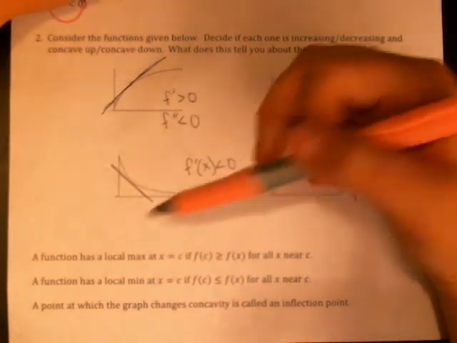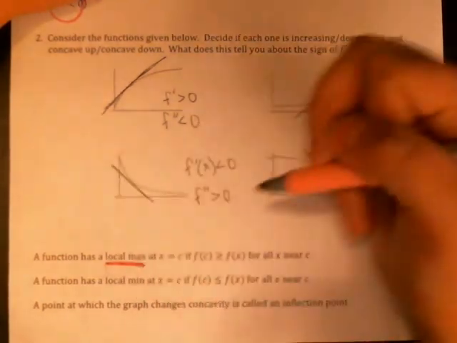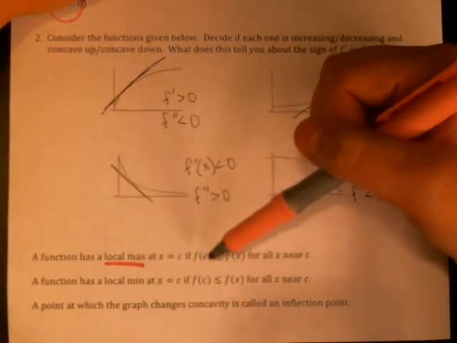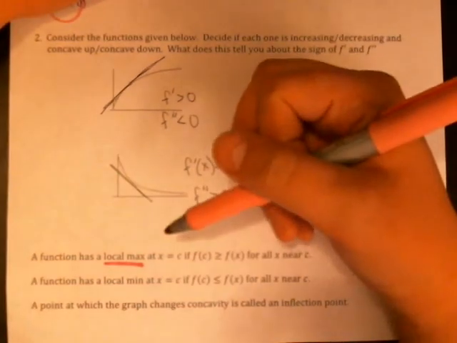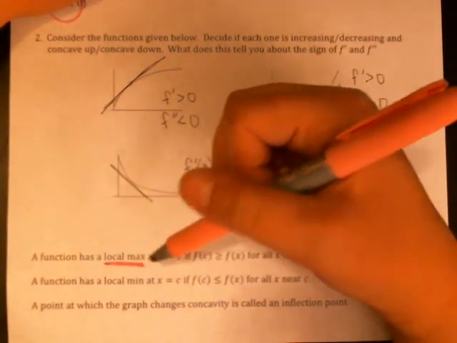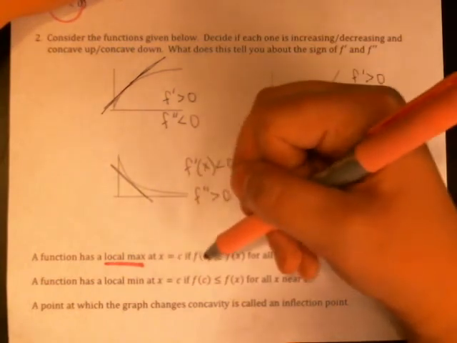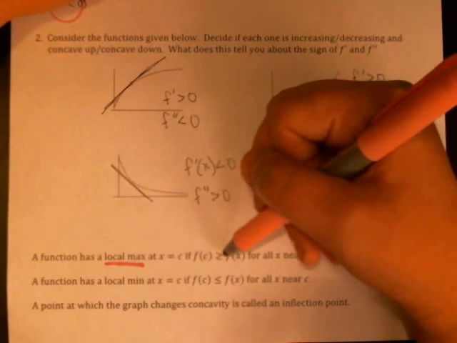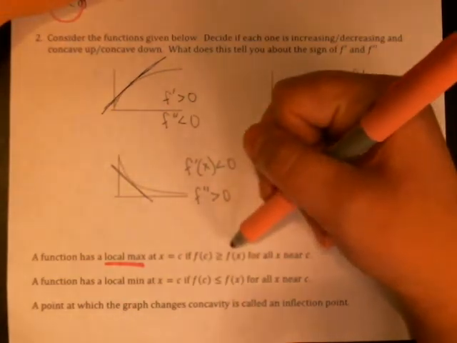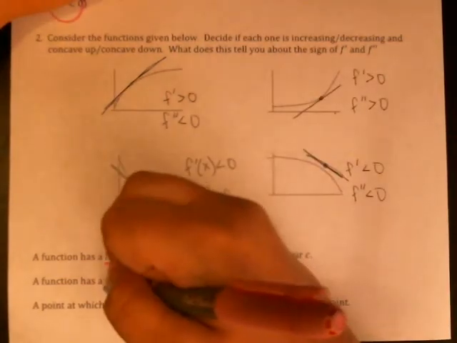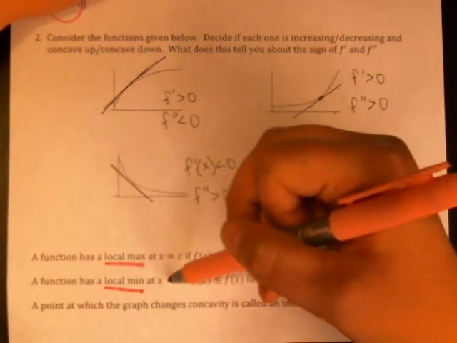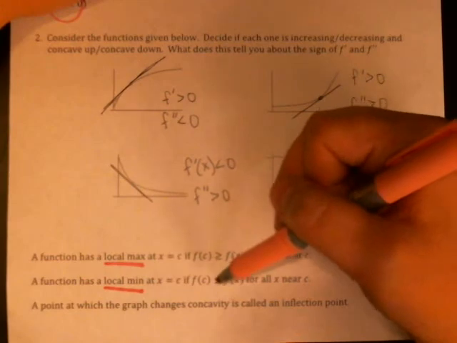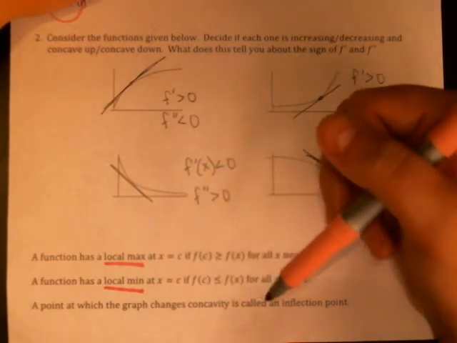So the definition of a local maximum is, let's say this exactly how it shows up: you have a local max at x equals c if the y value at c is at least as big as all the nearby y values. And you have a local min at x equals c if the y value at c is at least as small as all the nearby y values.